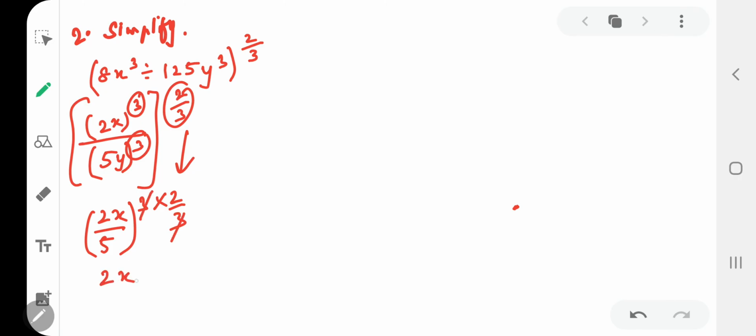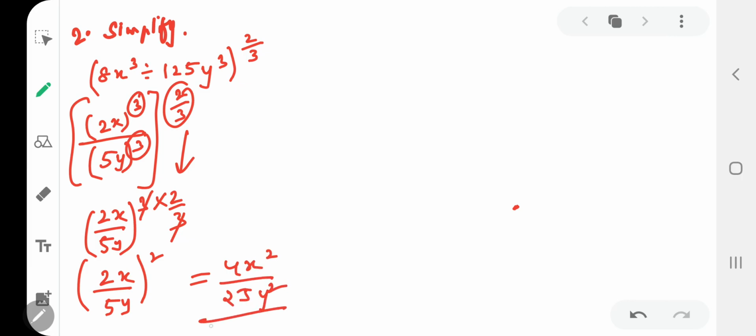So I'll get 2x upon 5y the whole square. That will be 4x square upon 25y square. And that's your answer. Clear?